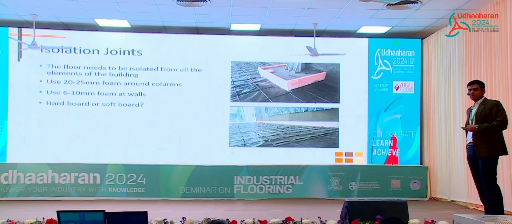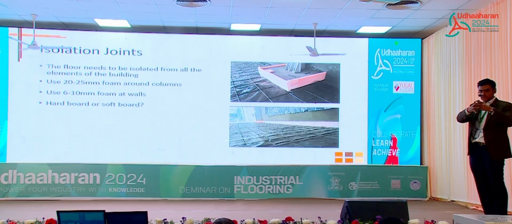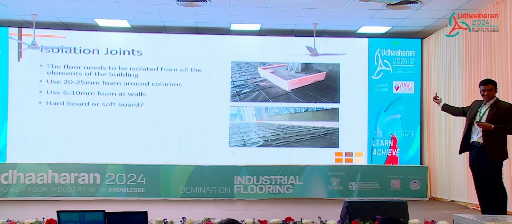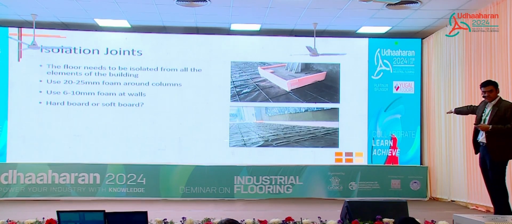Isolation joints, again, we want to isolate the concrete from all the building elements. We want the concrete to be able to shrink independent of everything else. We typically do a 20 mm foam board at the pedestals and a 10 mm at the walls.